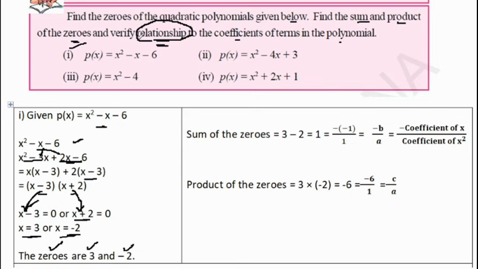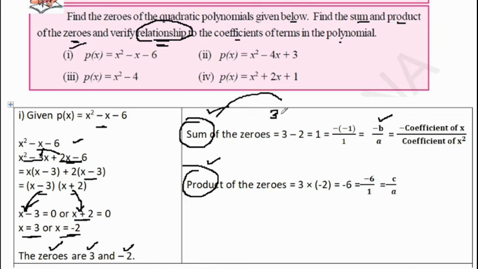To find the relation between the zeros and coefficients, we have to keep in mind two things, students. We have to use the sum of zeros and the product of zeros. So we should not just use the formula, but in fact we have to derive the formula. So the sum of the zeros, the two zeros are 3 and minus 2.